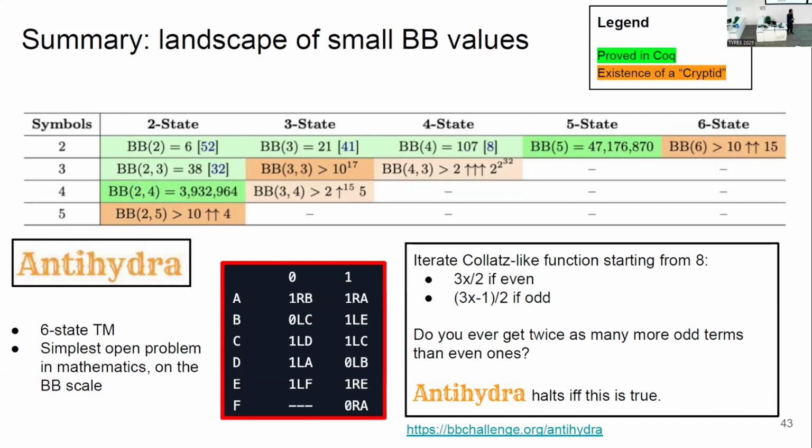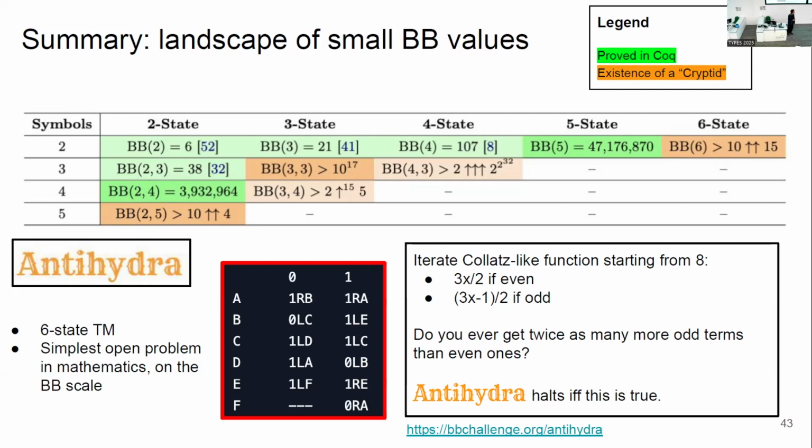The orange on this graph is about what we call cryptids. So Turing machines for which we know or believe that the problem to solve is extremely hard. There is this 6-state Turing machine that was found by mxdys and Rachel Hunter that reduces to this Collatz-like problem. So you iterate this Collatz-like map, which was studied in the literature before, by the way.